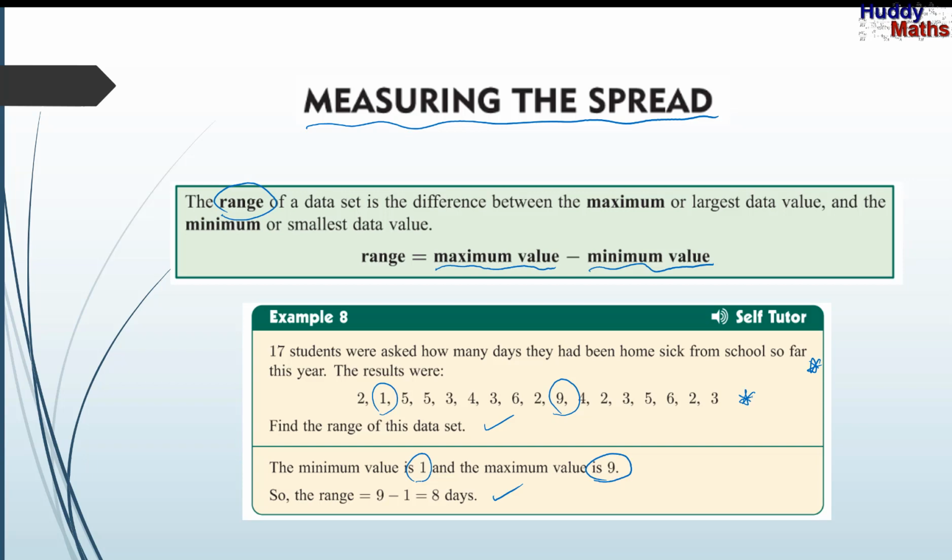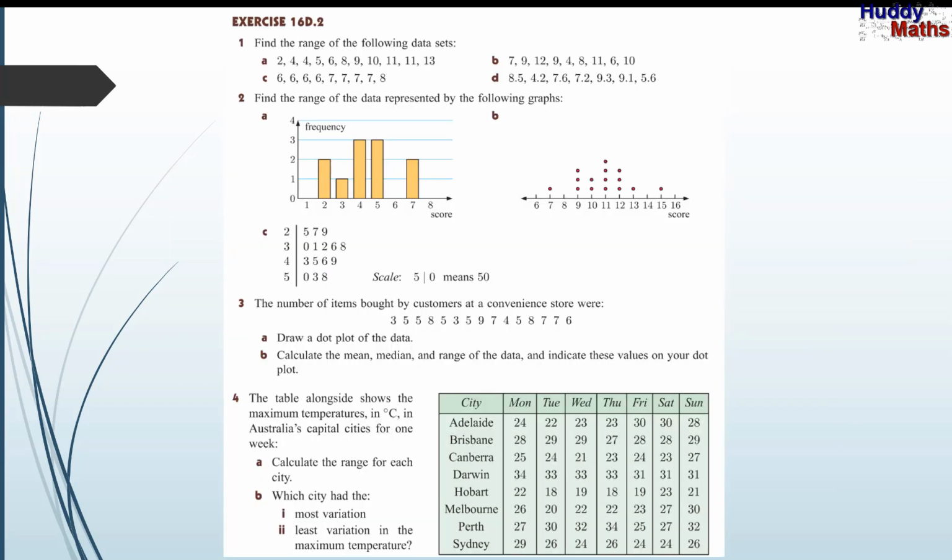So the range is a statistic calculated from a data set which describes the spread. All right, fairly simple idea. Let's go and do some. Okay, so 16D2, there are only these 4 questions. Be careful, you want the higher score minus the lower score. Fairly simple idea to describe the spread of the data set, and it's called the range.